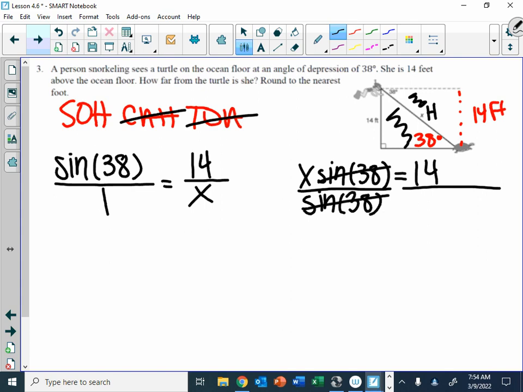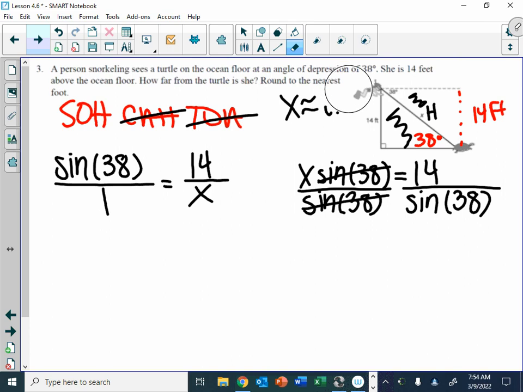When you cross multiply, you're going to have to divide by sine of 38. And x to the nearest foot is what? 23 feet. Good. Don't forget about your units. All good? Alright, now flip to the back.